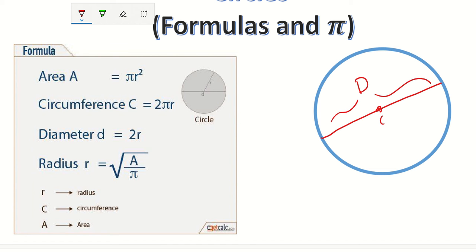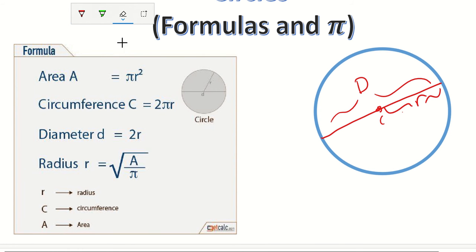If you want to get the diameter, all you need is the radius. All you have to do is multiply the radius times 2, and you would get the diameter, right? That's the third formula that we might need today. And the radius, if you want to find out the radius, let's say you're not given the radius, you're given something else.